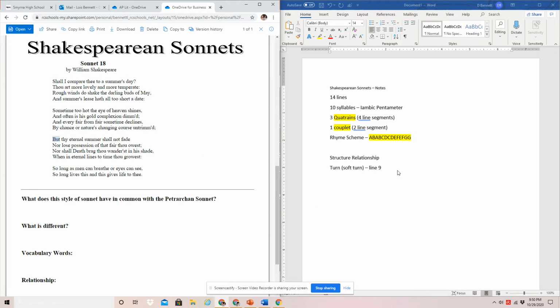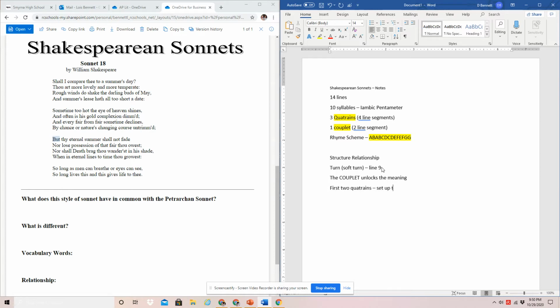Shakespearean sonnets, in particular, read almost like riddles. And so the most important thing for you to remember about a Shakespearean sonnet is that the couplet is where you look to unlock the meaning. And what I mean by that is this. The first 2 quatrains are going to set up the concept, the plot, the situation, and what is going on in the poem, the theme, the tone, etc.